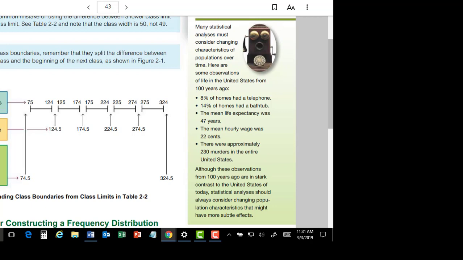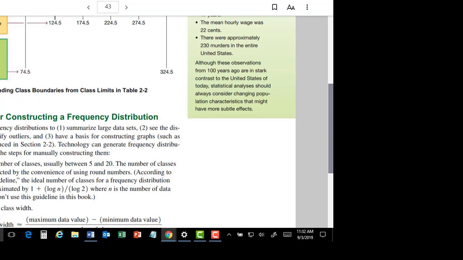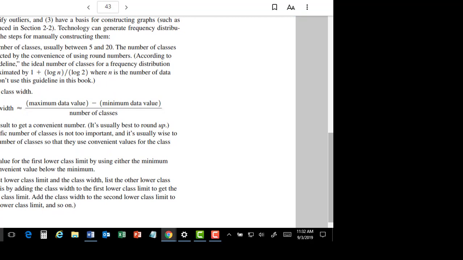And then find the first and last values by projecting the same pattern. Let's go down. So you're going to take your highest data value, subtract the lowest data value, and divide by how many cells you want total. That'll give you how wide it is, right? Is that right? Okay, so round up for convenience. It's usually best to round up, but anyway, you can read all that.